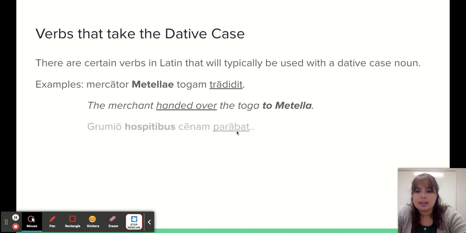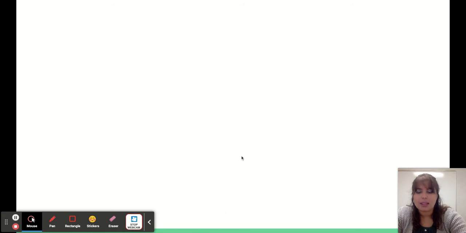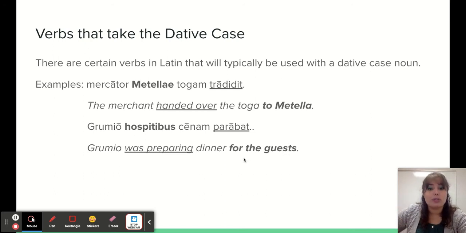And then another one that we saw in the previous chapters is prepare. You can prepare something for someone. So Grumio hospitibus cenam parabat. Grumio was preparing dinner, the direct object, for the guests, the indirect object in the dative case. Okay, so those are examples of verbs that we've seen taking an indirect object and being used with the dative case.